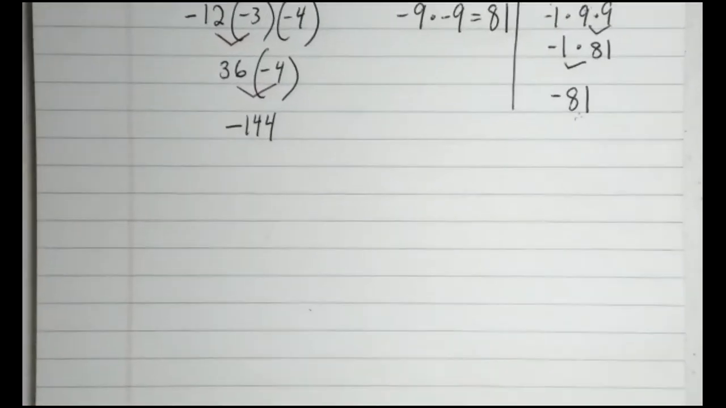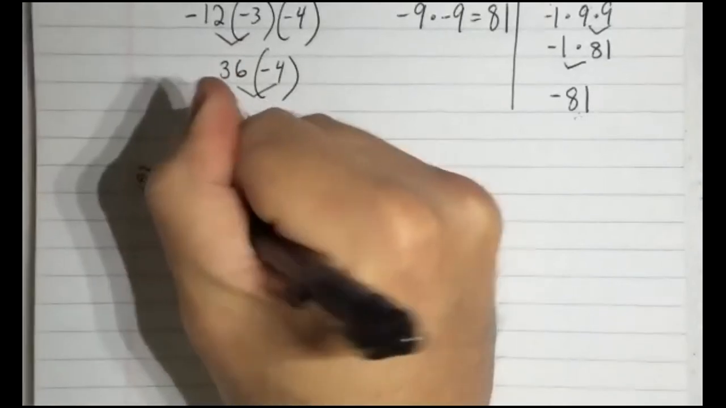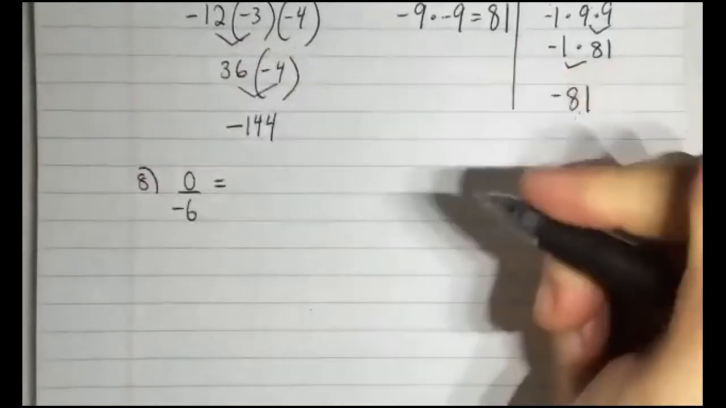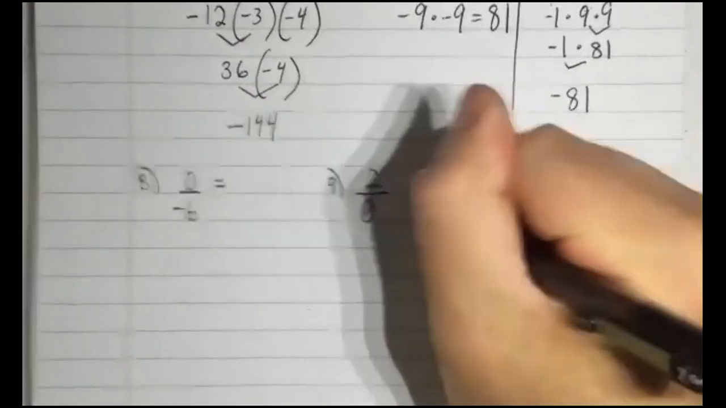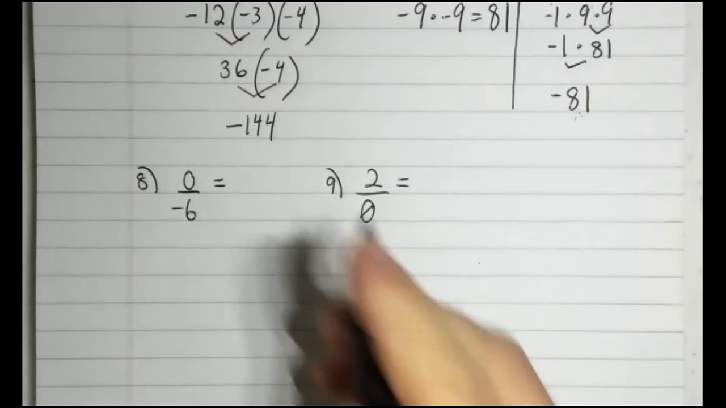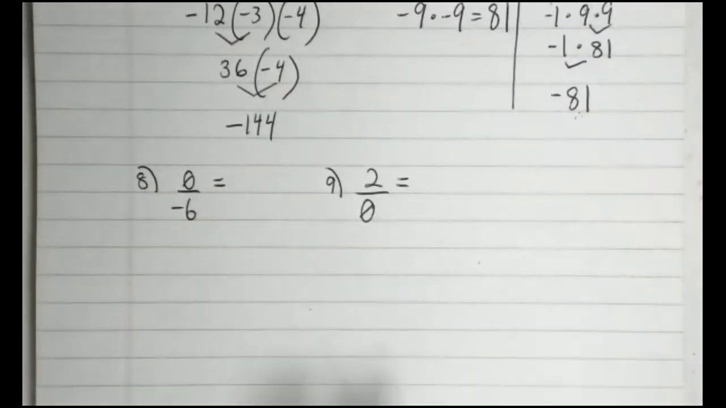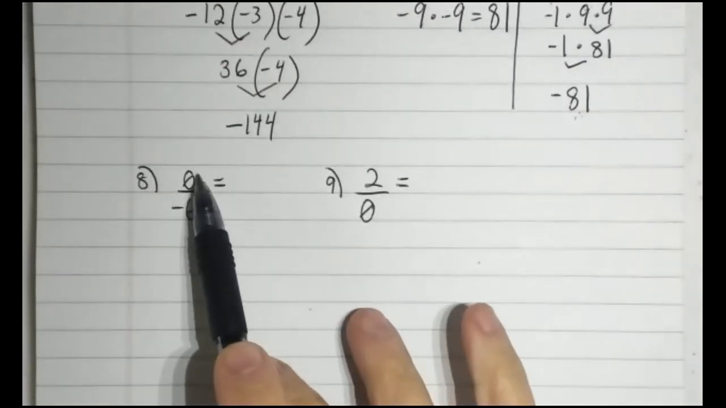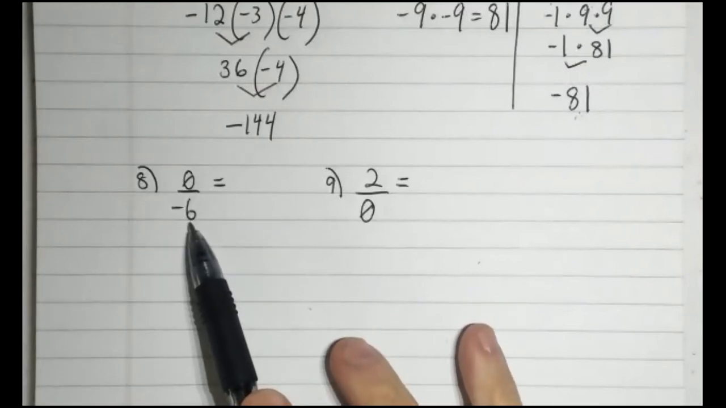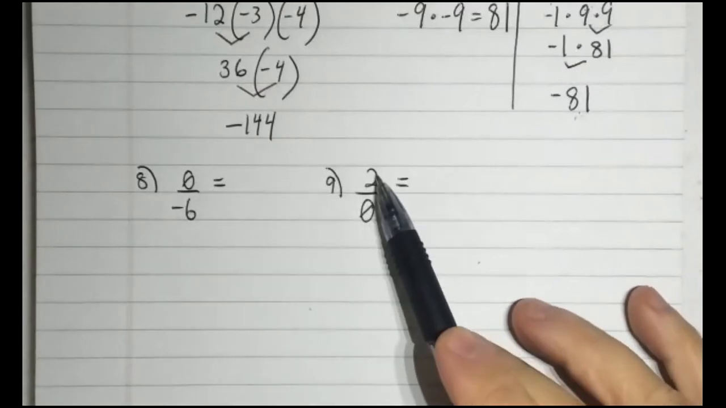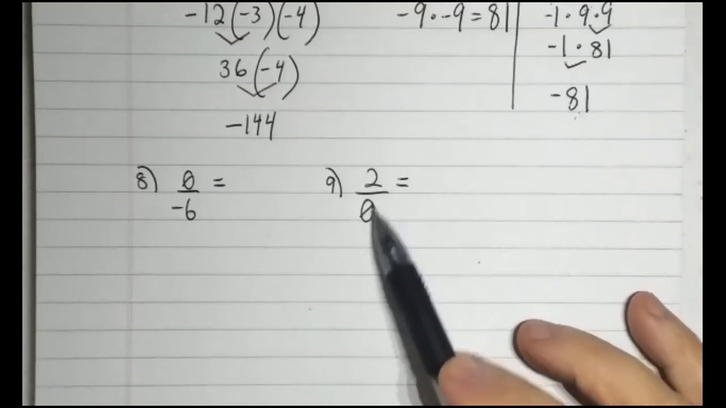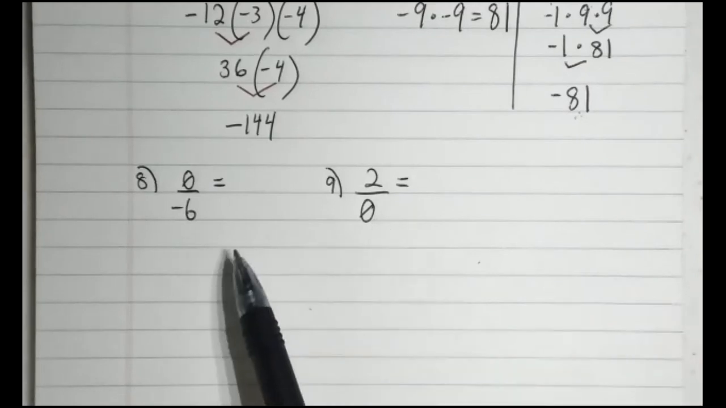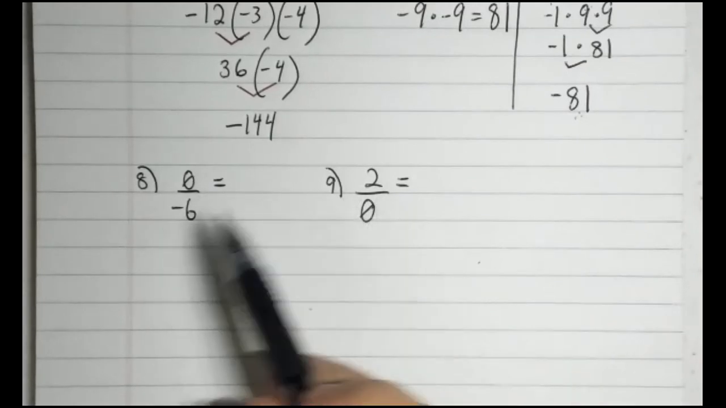Next thing I want to talk about is these properties of zero value. I'm going to write them both down first so we can see what we're looking at. I want you to know the difference. All right, so in number 8, 0 is in the numerator and it's being divided by negative 6. In number 9, you have 2 in your numerator and 0 is in the denominator. So this is being divided by 0. Okay, these are two different answers.